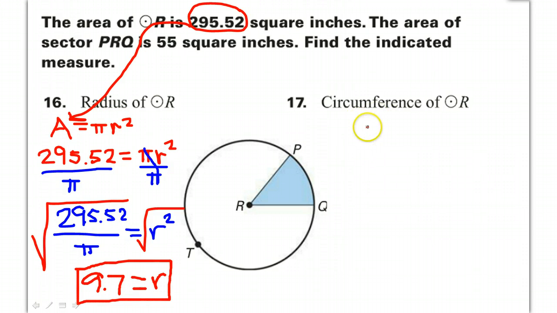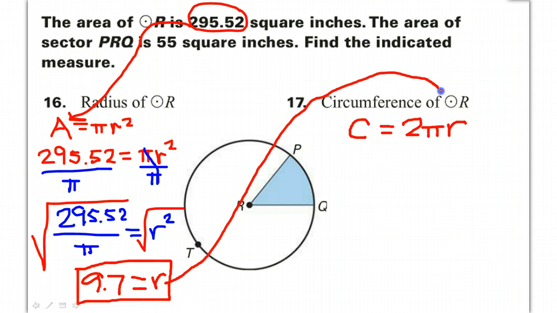Now, you weren't in the class at first when we first learned how to do this. Do you know the formula for the circumference of a circle? C equals 2 pi r. Correct. Circumference is equal to 2 pi r. But thanks to problem number 16, we now know what r is. So we can just go from there. Circumference is equal to 2 times pi times 9.7.